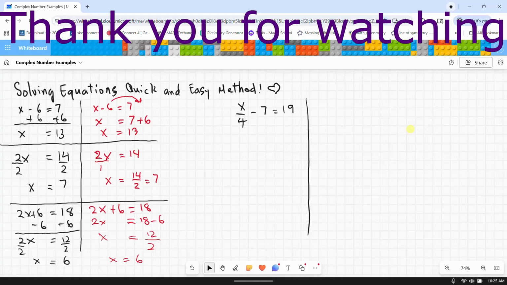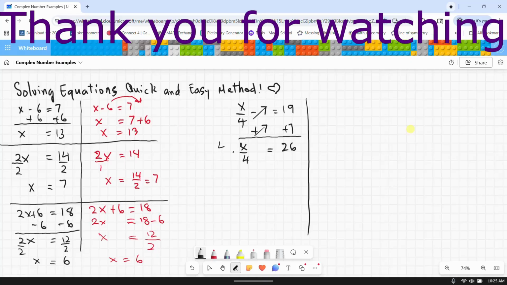Okay. So first, we're going to add 7 on both sides of the equation, and you draw the bar at 7. So the minus 7 and plus 7 cancel out, right? And then you're going to have 19 plus 7, 26. So you bring down the x over 4. And now what would you do? You're going to multiply both sides by 4.